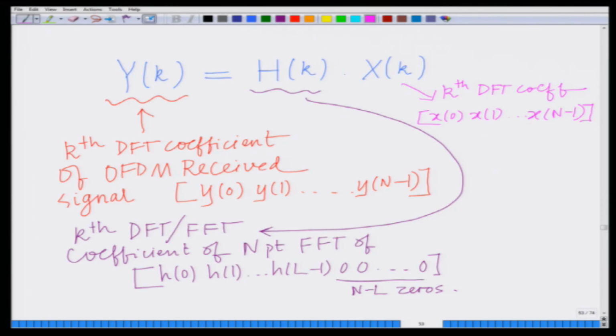And this is a very important step in OFDM. If I look at the FFT, which means I am going back to the frequency domain, therefore, I am looking at the subcarriers. Over the kth subcarrier, very interestingly, Yk, that is the kth DFT coefficient of the received OFDM signal, equals Hk, which is the kth DFT coefficient of the zero padded channel coefficients h0, h1, up to hL minus 1, times Xk, where Xk is the kth DFT coefficient of the OFDM samples small x0, small x1, up to small xn minus 1.